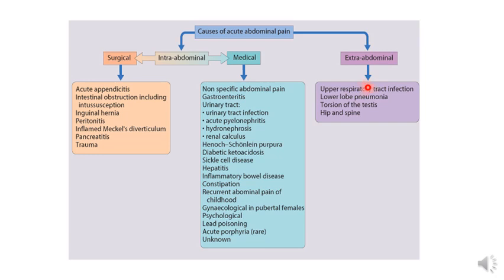Extra-abdominal causes of abdominal pain include urinary tract infection and respiratory tract infection, pneumonia, or tonsillitis, upper respiratory infection, lower lobe pneumonia, torsion of the testes. You should look at the genitalia, hip and the spine. These may lead to referred abdominal pain.